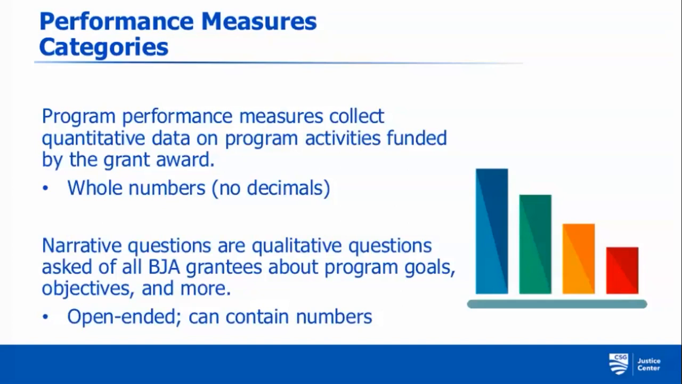For example, how many dollars were spent on law enforcement equipment during this reporting period? The second type of question are the qualitative narrative questions. These questions are open-ended and do not require a numeric response, but can contain numbers. The types of questions would be, what type of equipment was purchased with BJA funding, or what challenges did you face in completing your program goals? Just keep in mind that these questions are meant to capture the full experience you have when conducting these activities with BJA funds. So the more information you provide, the better.